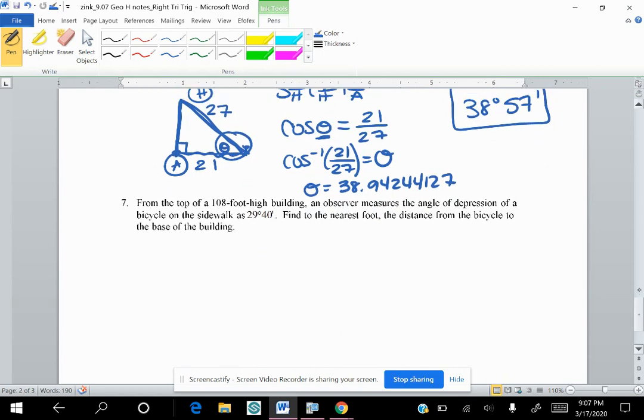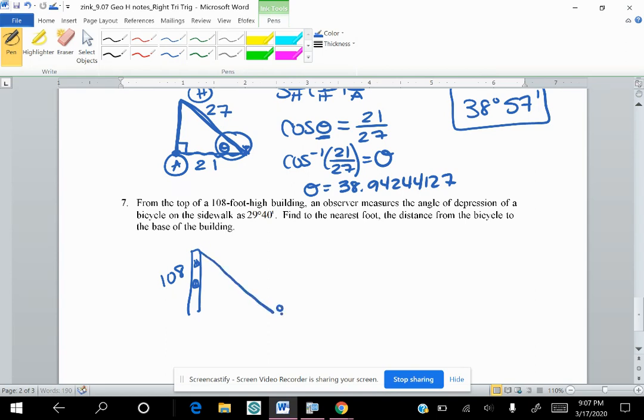Okay, so I would say try and pause this. See if you can at least draw the picture on your own would be important, because that's always difficult. All right, so we've got a 108-foot high building. So here's our building, right? I'm a really great artist, as you can tell. So we know the building is 108 feet high. An observer measures the angle of depression of a bicycle on the sidewalk as 29 degrees, 40 minutes. So there's somebody standing at the top of this building, and they're measuring their angle of depression to a bicycle.